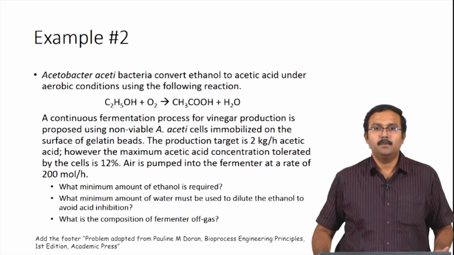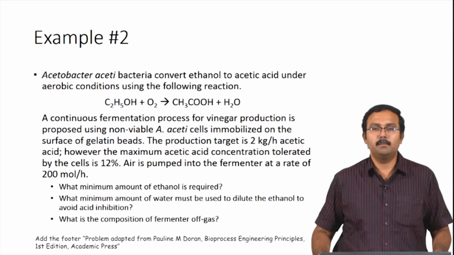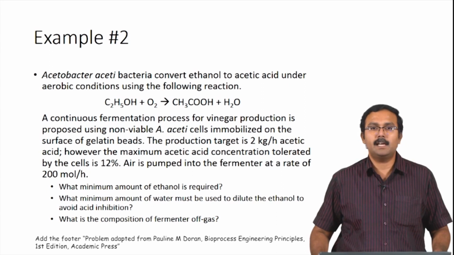Acetobacter aceti, which is a bacteria, can convert ethanol to acetic acid under aerobic conditions. So, the reaction is given as ethanol plus oxygen forming acetic acid plus water. A continuous fermentation process for vinegar production is proposed using non-viable Acetobacter aceti cells immobilized on the surface of gelatin beads. The production target is 2 kilograms per hour of acetic acid. However, the maximum concentration of acetic acid that is tolerated by the cells is 12%.